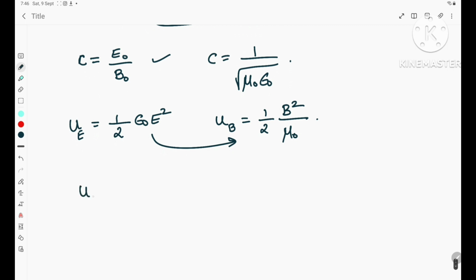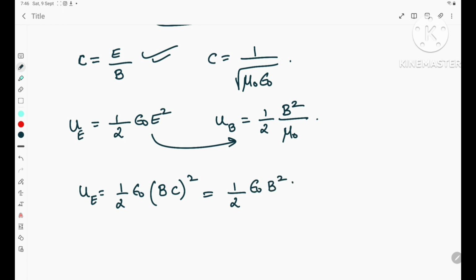So you can see here UE is equal to half into epsilon naught into E square. What is E from this equation? From this first equation, E is equal to B into C. So this is E naught by B naught, it can also be written as E by B, right? So B into C the whole square. So what do we get from this? It is equal to half into epsilon naught B square into C square. From this equation, what is C square? C square is equal to 1 by mu naught epsilon naught.